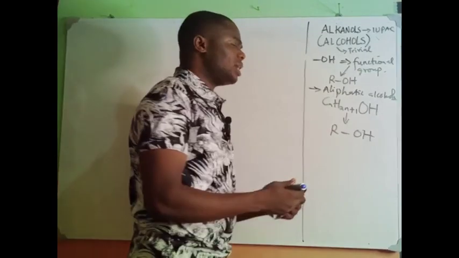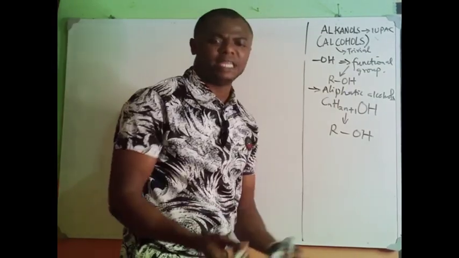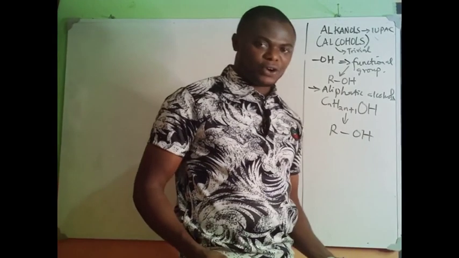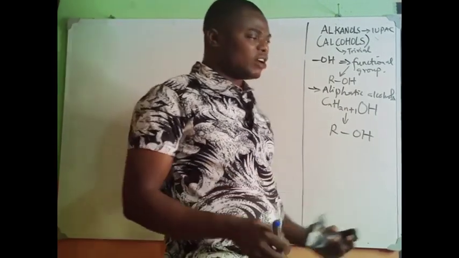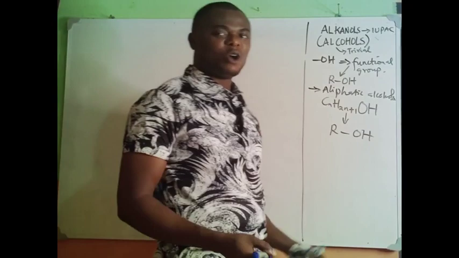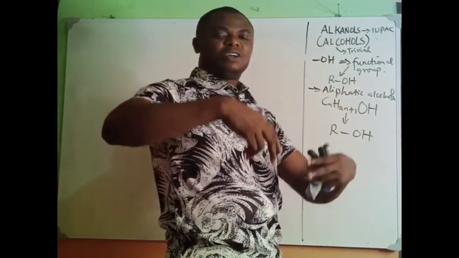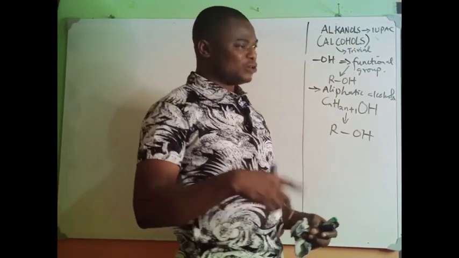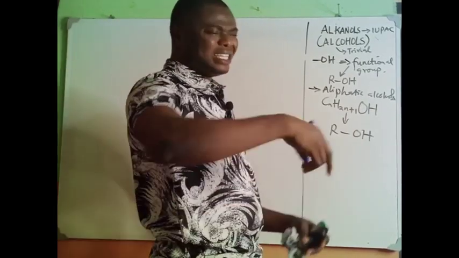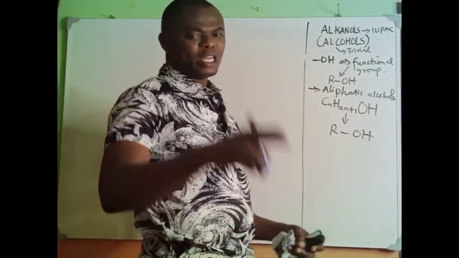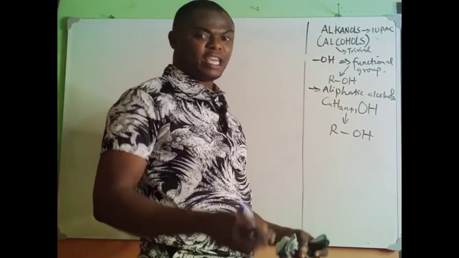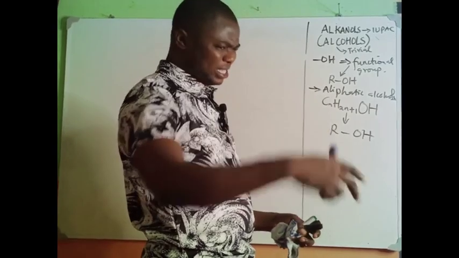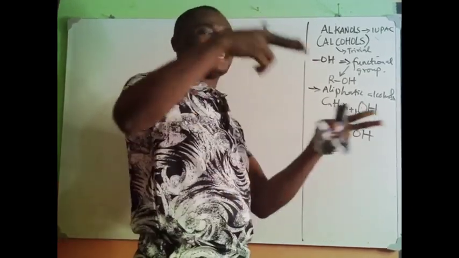When we talk about aliphatic alcohols, there are many in number. We have methanol, ethanol, propanol, butanol, pentanol, hexanol, heptanol, octanol, nonanol, decanol, undecanol, dodecanol, tridecanol, etc. There are many. The 20-carbon alcohol is called icosanol, then henicosanol, docosanol, till you get to 100.